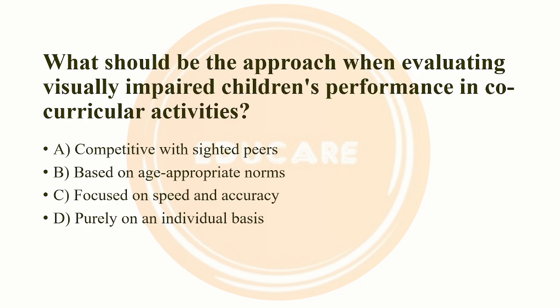What should be the approach when evaluating visually impaired children's performance in co-curricular activities? Option: competitive with sighted peer, based on age-appropriate norms, focused on speed and accuracy, purely on an individual basis. Answer of this question is option D, that is purely on an individual basis.